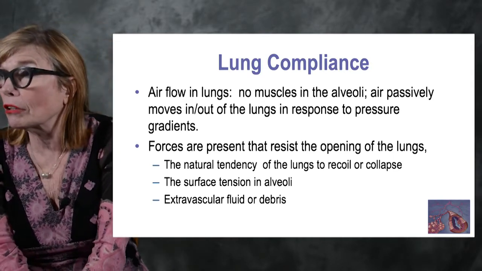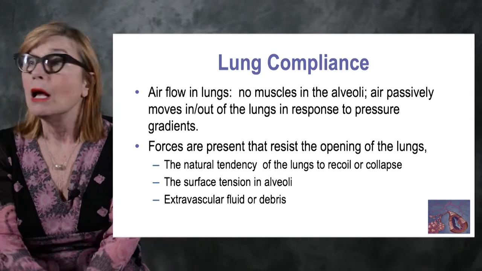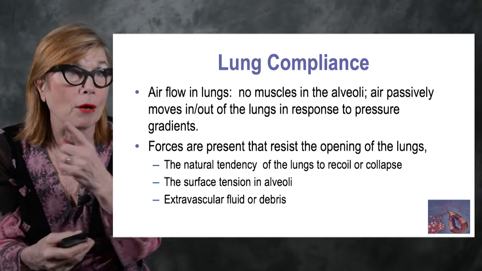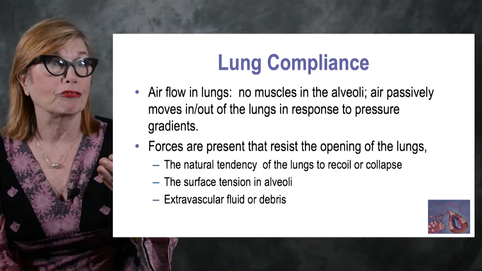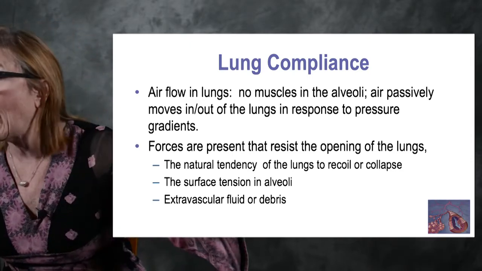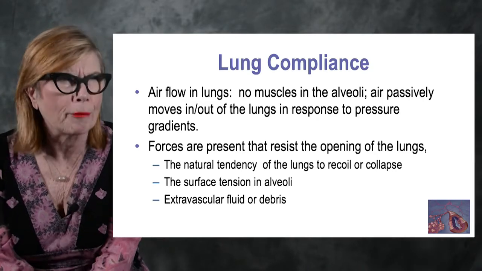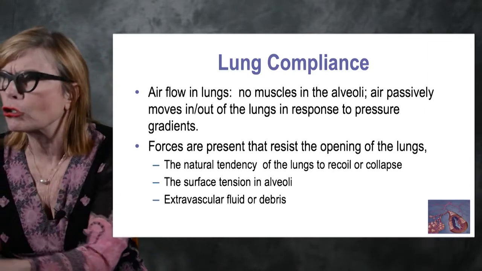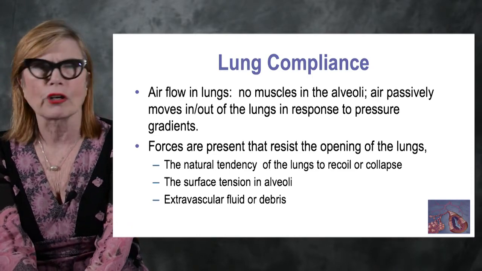First of all, the tendency of the lung naturally to recoil or collapse, so you have to overcome that to distend it. The surface tension in the alveoli related to the fluid-gas interface, and remember, that's why surfactant is so important. And extravascular fluid or debris, proteins, macrophages, water, basically plasma. So always reminding ourselves there are many forces determined to collapse the alveoli, to prevent you from having compliant alveoli, and our job is to overcome it.